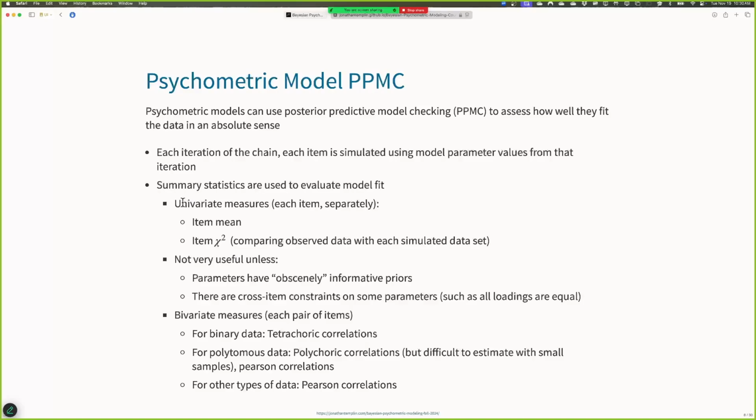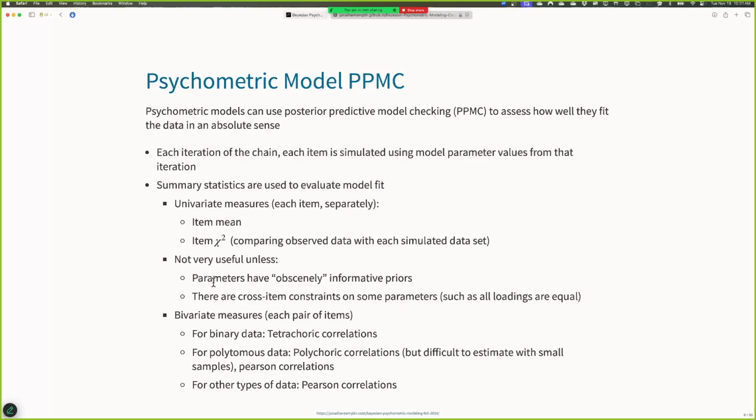Those summary statistics could be univariate measures, which aren't very useful, like an item mean. We could even come up with a chi-square. Our data are categorical, right? We have 1, 2, 3, 4, 5 observed in our data, and we may have 1, 2, 3, 4, 5 simulated. That's an observed by simulated box, and we could come up with a chi-square for it, which is helpful. Although in a Bayesian sense, this chi-square may not follow a chi-square distribution exactly, so a frequentist p-value may not be as useful here. But the bigger the chi-square, the more misfit there is. The smaller it is, the less misfit there is.